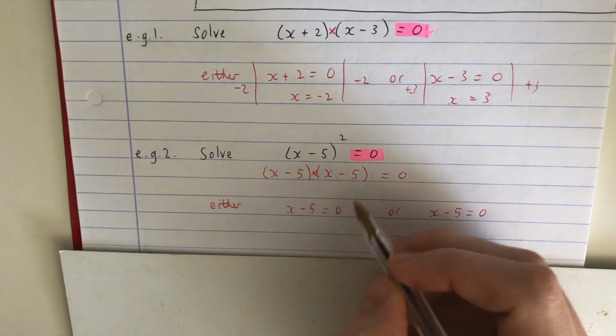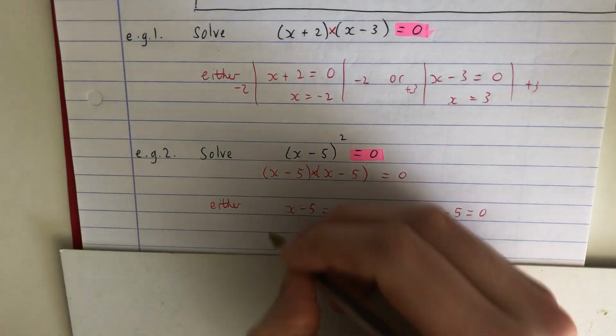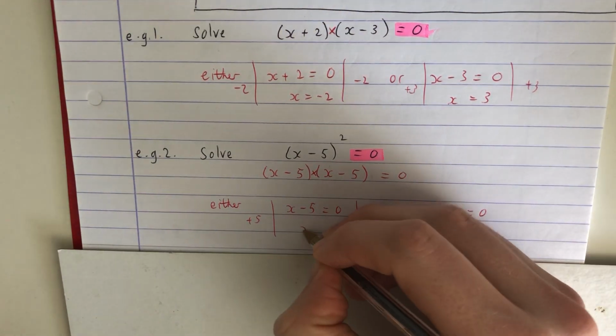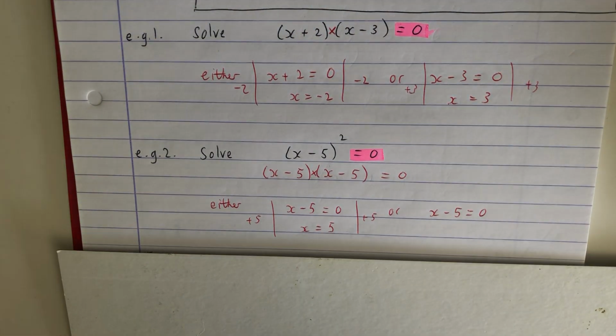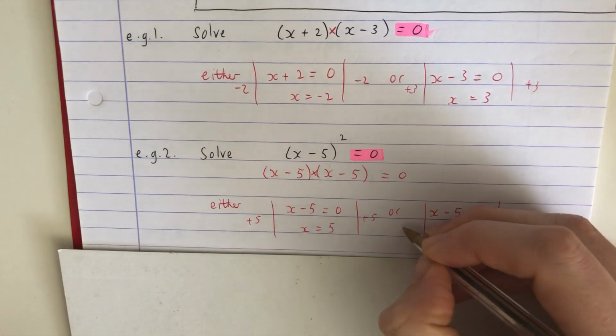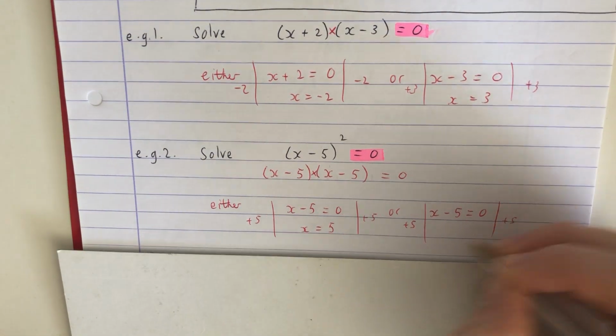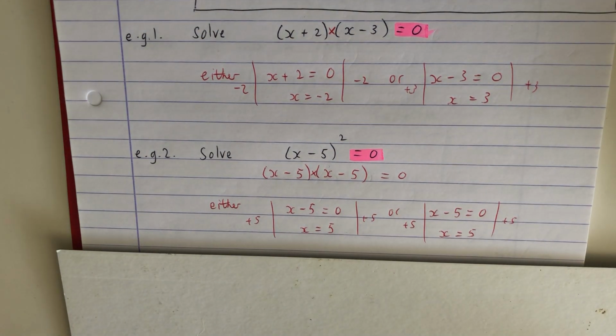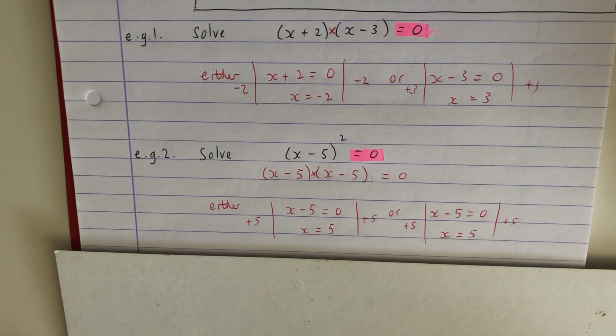First number equal to 0, second number equal to 0. With this one, I actually get the same answer. There's only one answer for this. It repeats. x is equal to plus 5. Solve this one, and it gives you the same answer: x is equal to 5 again.